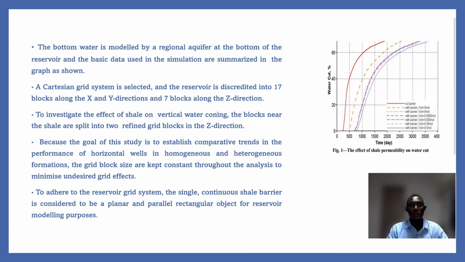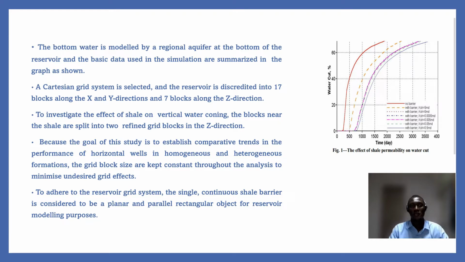To continue from the previous slides, the next one is the bottom water, which is modeled by a regional aquifer at the bottom of the reservoir. The basic data used in the simulations are summarized in the graph as shown. The Cartesian grid system is selected, and the reservoir is discretized into 17 blocks along the x and y directions, and also 7 blocks along the z direction. To investigate the effects of shales on vertical water coning, the blocks near the shales are split into refined grid blocks in the z direction.